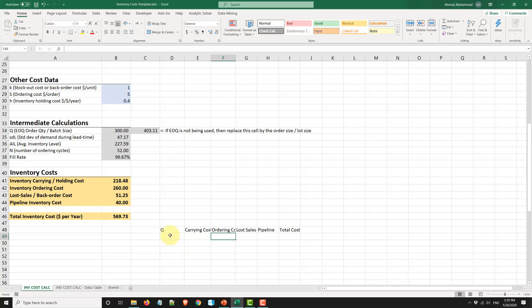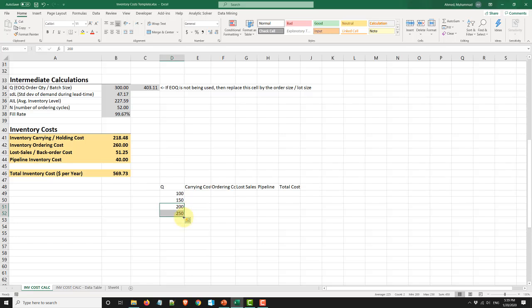Okay, so I can specify different batch sizes: 100, 150, 200, 250, and what we can do is kind of drag it down to see what's going to happen for different batch sizes up to 600. Okay, and I need an empty row here.